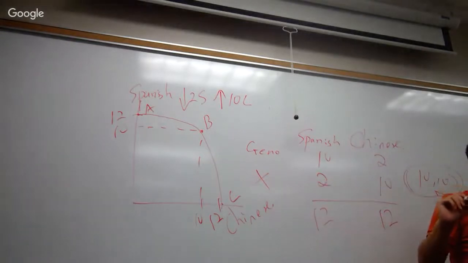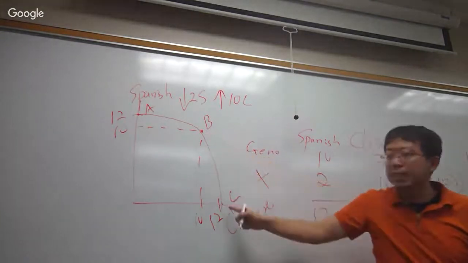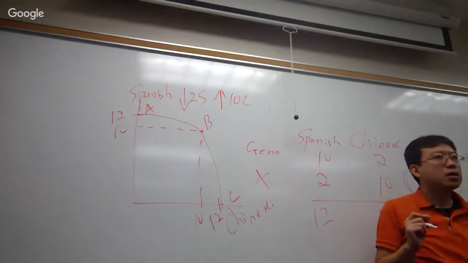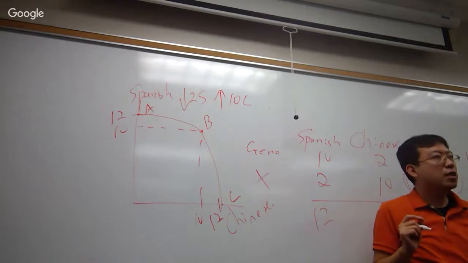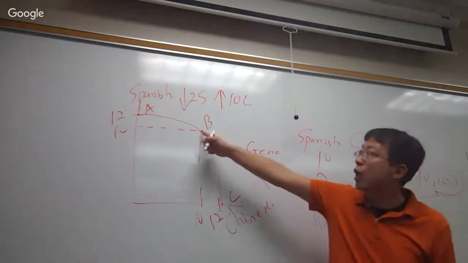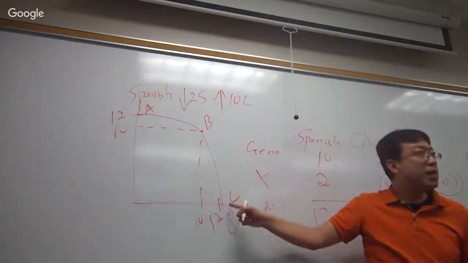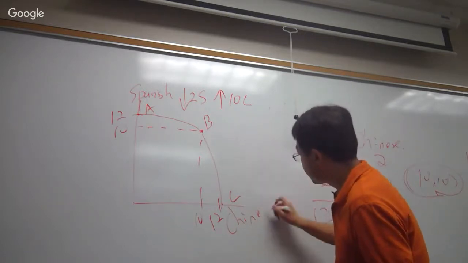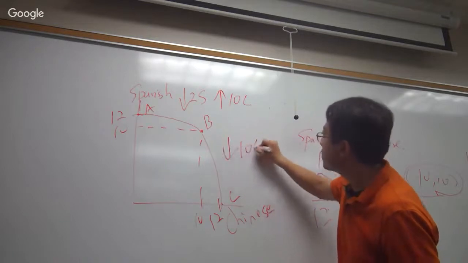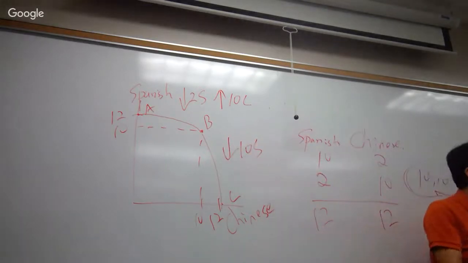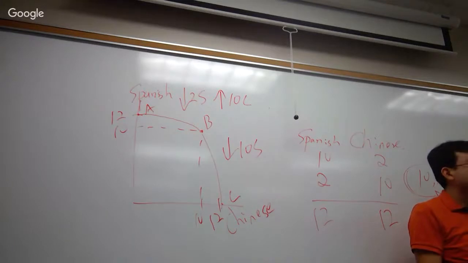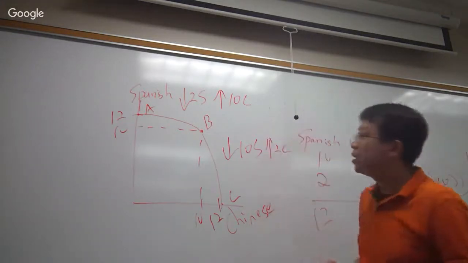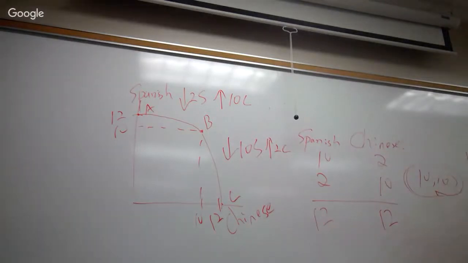Make sense? Now, let's suppose we go from B to C. When I go from B to C, what is my opportunity cost? 10. 10 what? Spanish. 10 Spanish, right? Because here we have 10 Spanish papers, here we have 0 Spanish papers, so we lose 10 Spanish papers. Now, what do we gain? Only 2 Chinese papers, right? So 2 Chinese papers. This is what you want to notice about this ratio.